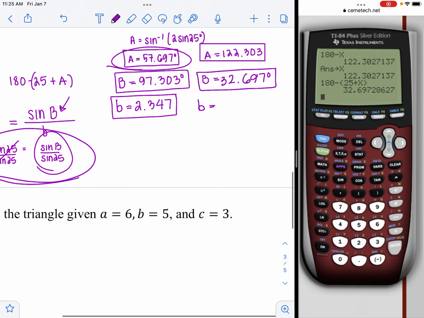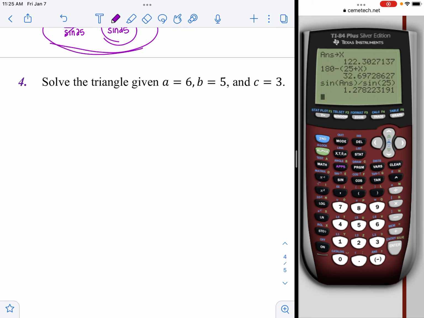All right, let's move on to the next one. Number 4, solve the given triangle. So I'm going to draw it. ABC. It's also a dead giveaway that this is not SSA. Well, I shouldn't say dead giveaway, but it doesn't tell me how many there are, which I would think means it's not SSA, but we'll see. Side A is 6, side B is 5, and side C is 3.